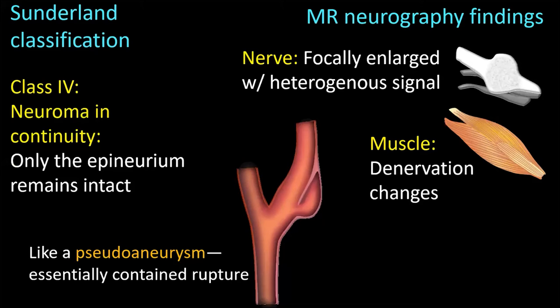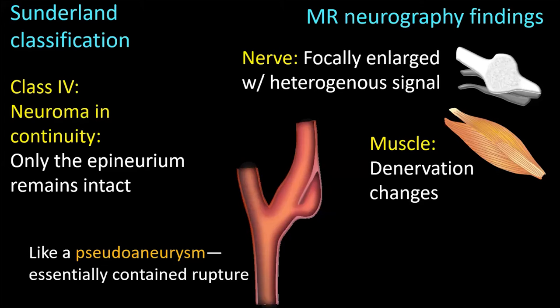So class four is when you actually have full disruption, but only the epineurium is intact. The perineurium as well is disrupted. And I'd like to think of this kind of like a pseudoaneurysm, right? What is a pseudoaneurysm? Essentially a contained rupture. And this is essentially what it is. It's a contained rupture of the nerve. So you'll actually see it focally enlarged the same way you would see a focal enlargement with a pseudoaneurysm.